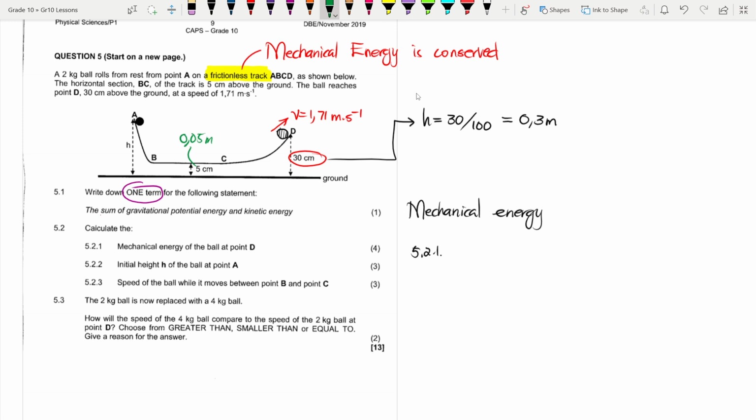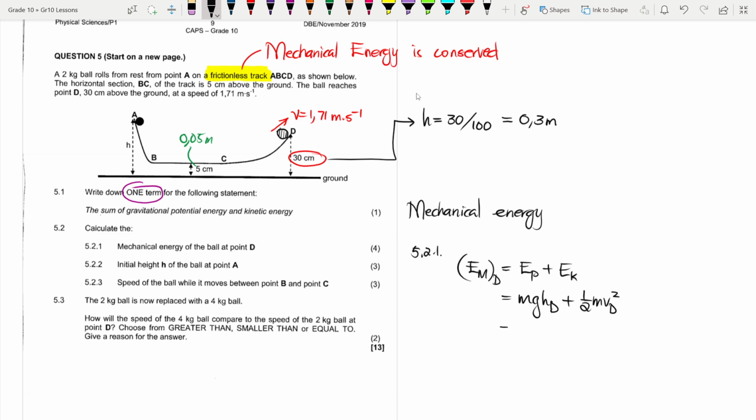If they ask that, what you just need to do is say EM at point D is equal to, we know that EM is the sum of potential and kinetic. This equation is given in the formula sheet. I can write down what potential is at point D, and then half mv squared also at point D.